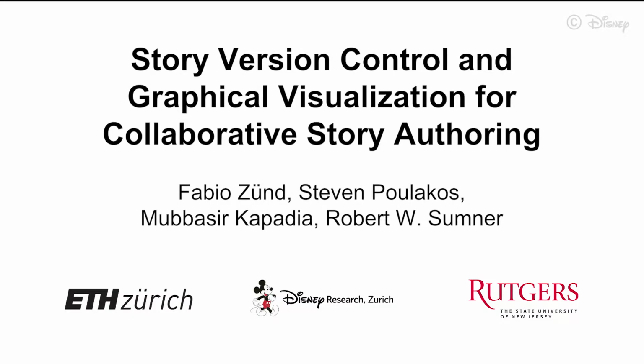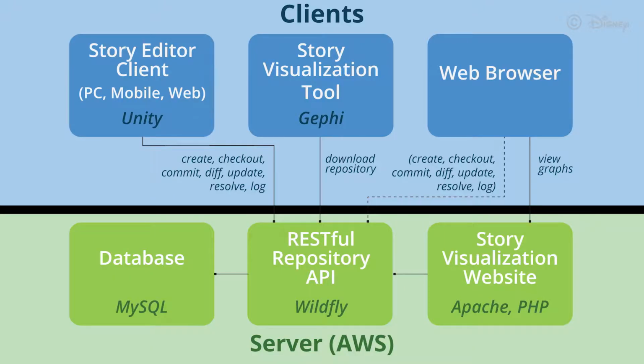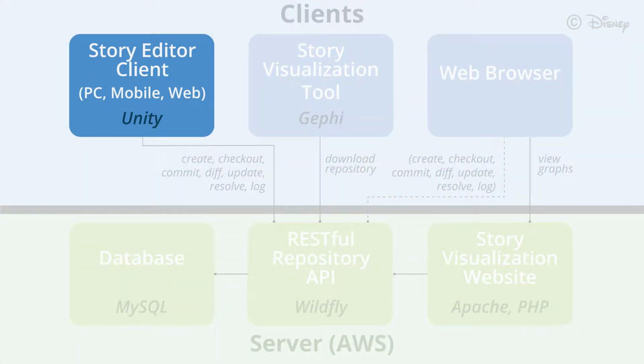We present a story version control and graphical visualization system to enhance collaborative story authoring. Here you see the version control system architecture. Story repositories are centralized on a server and can be accessed online by both story editing as well as story visualization tools. We will first demonstrate the functionalities of the story editor client.